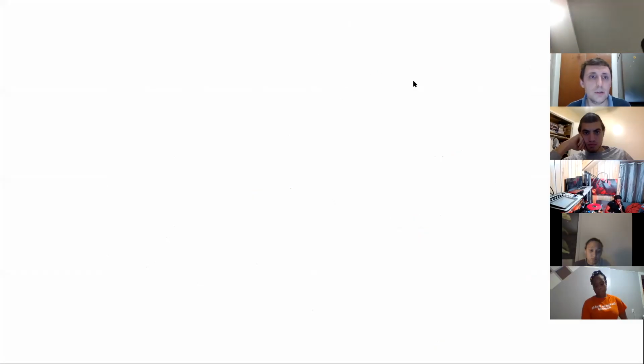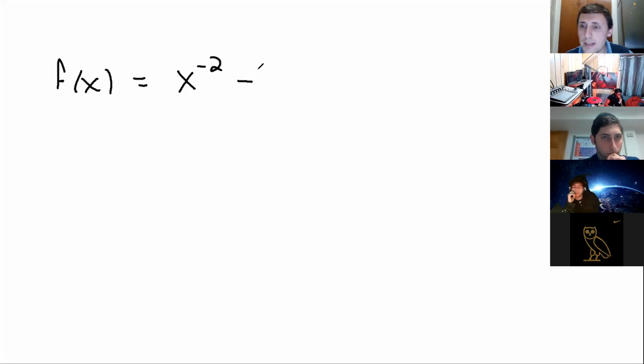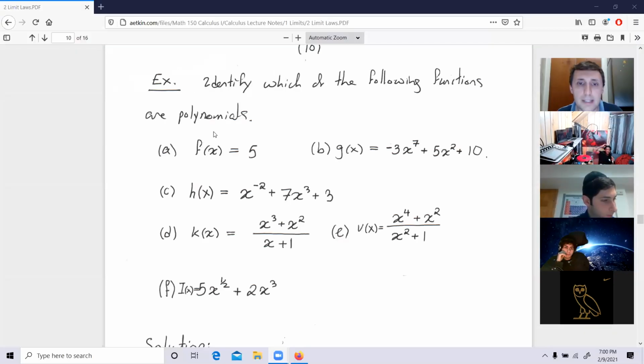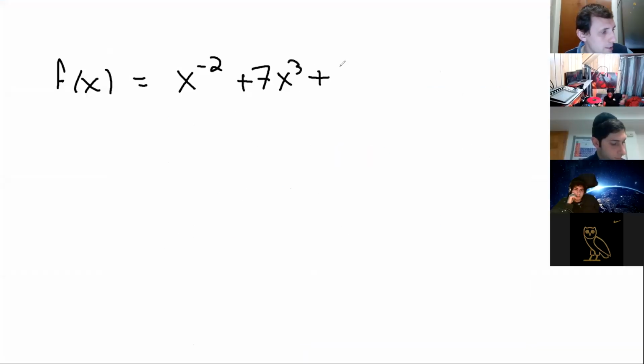Look at it, guys. So the function is f of x equal to x to the power of minus 2. Am I right? Is it plus or minus 7x something? Let me see. My memory is terrible. So plus 7x cubed plus 3, okay. This is the function we're dealing with, yes?